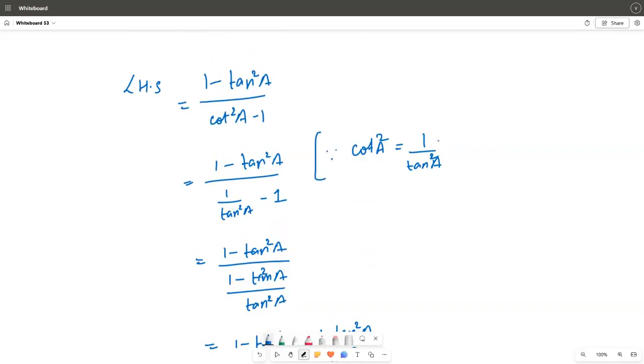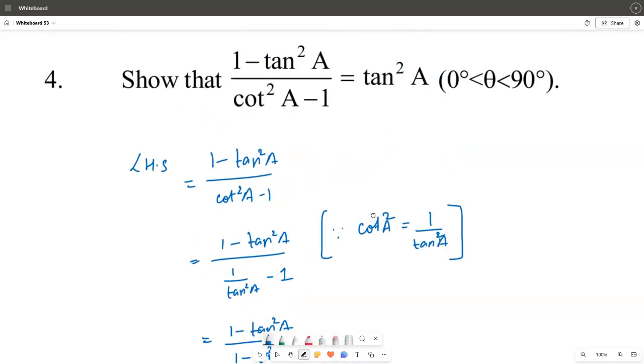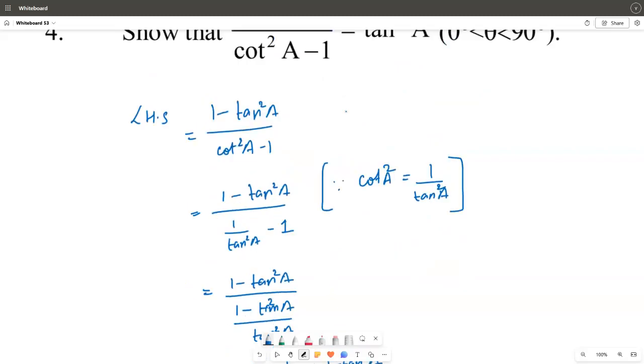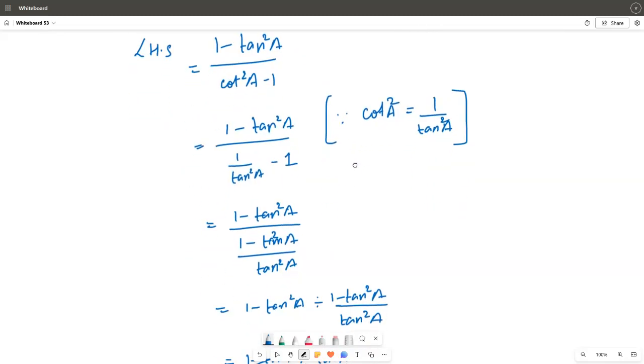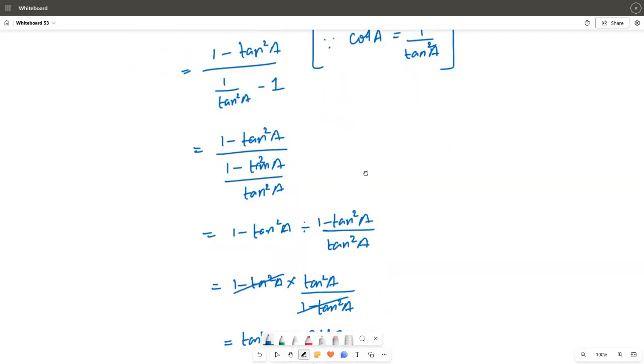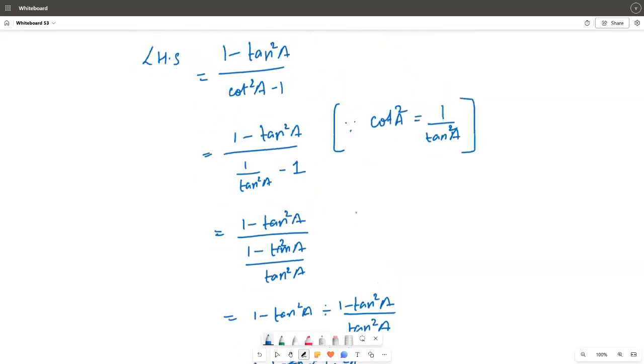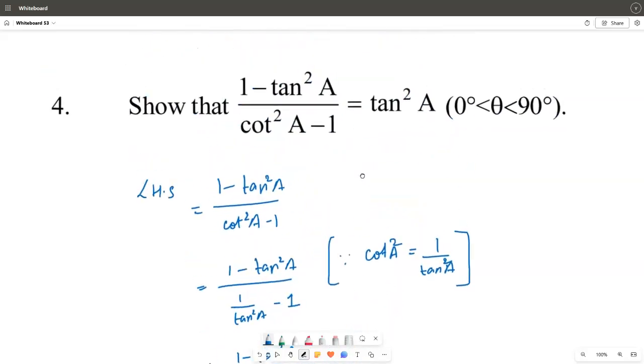Therefore, we showed that (1 minus tan square A) by (cot square A minus 1) is equal to tan square A if theta is less than 90 and greater than 0. That's it. It's very simple. I substituted the reciprocal of cot A in the denominator, then took the LCM in the denominator, and then simplified. And as we got the answer, we proved that LHS is equal to RHS. That's why we showed it.